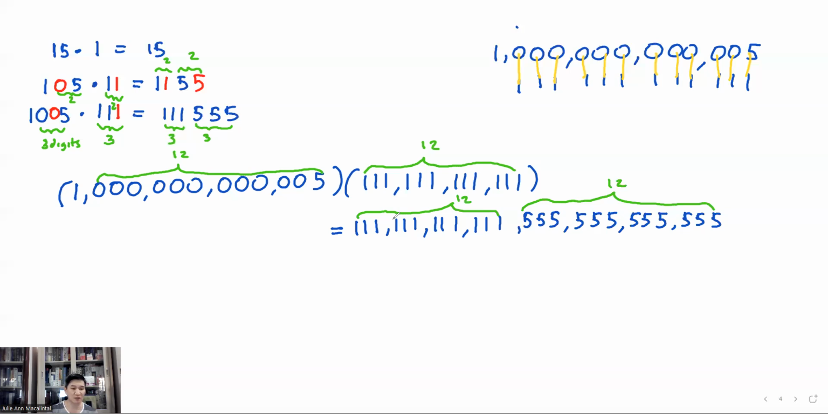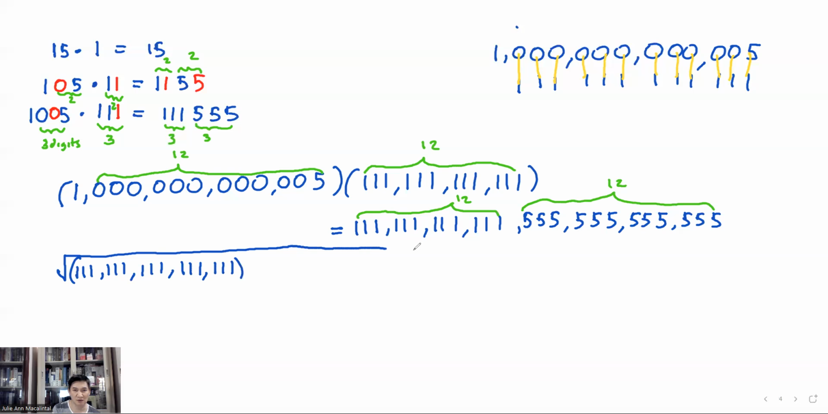So from the original problem, I will plug this in the original problem. So the problem was 12 ones times 1, okay, 11 zeros, and then the digit 5.